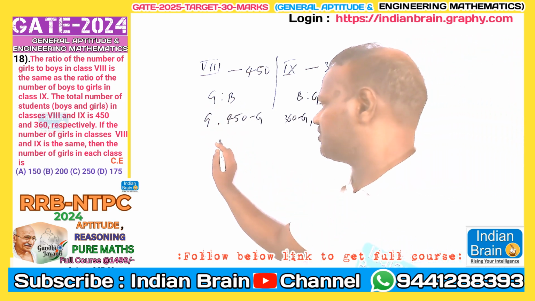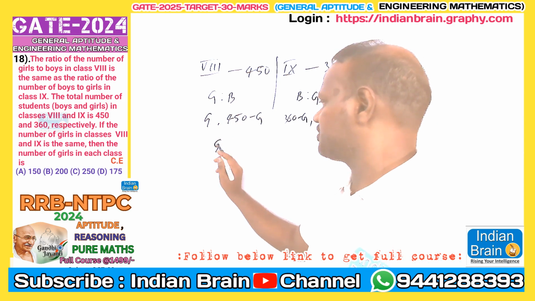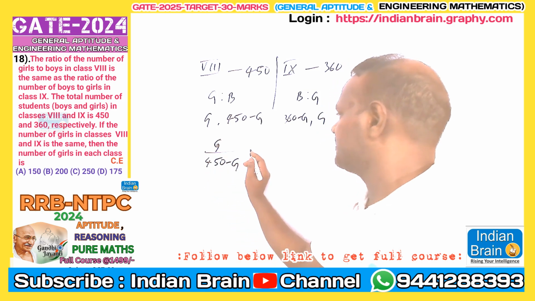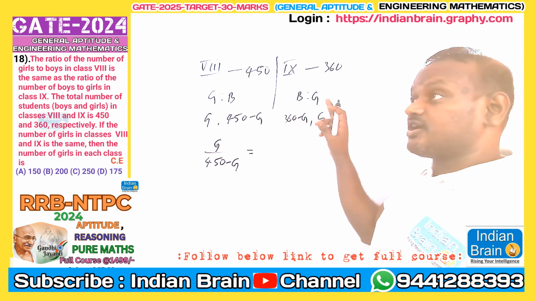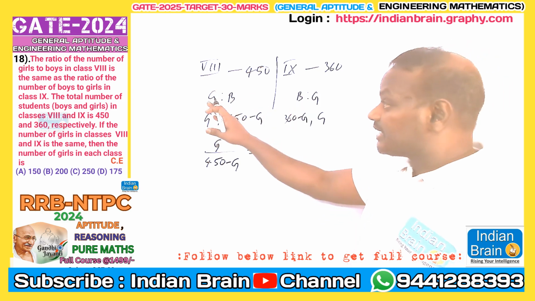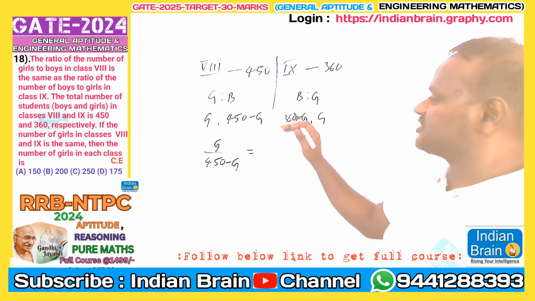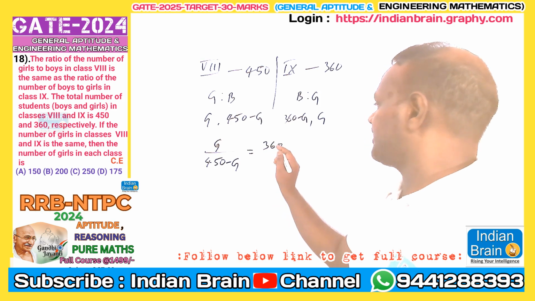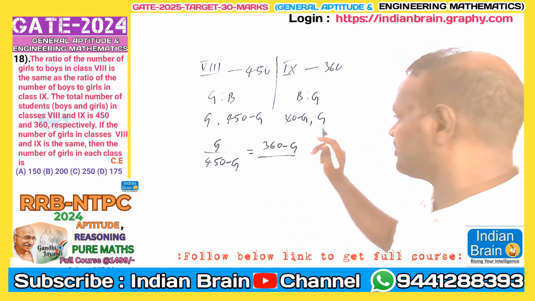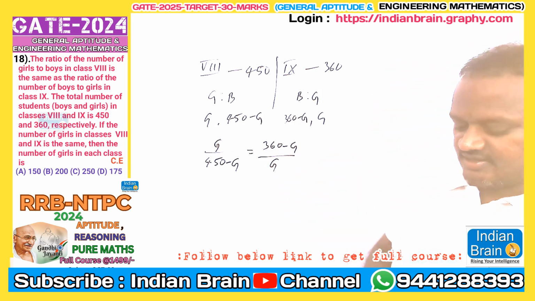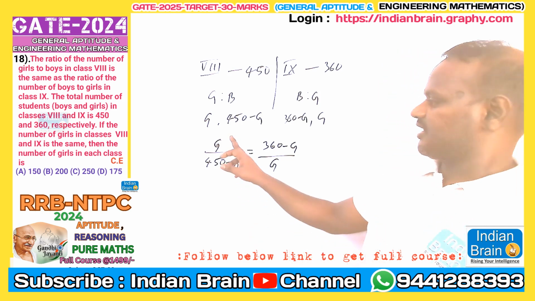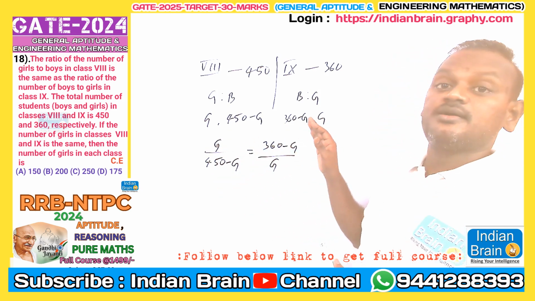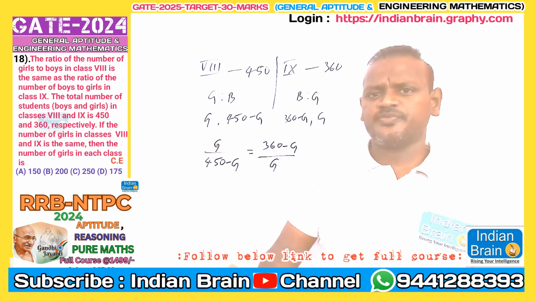Be careful. G by the strength now, 450 minus G, is equal to, we need to equate to boys is to girls, not girls is to boys. The given condition: girls is to boys is equal to boys is to girls. That's why in the place of boys, you can put 360 minus G by girls, G. This is the basic thought. 8th class, girls is to boys is equal to 9th class, boys is to girls. Just equate it, we get the G value.